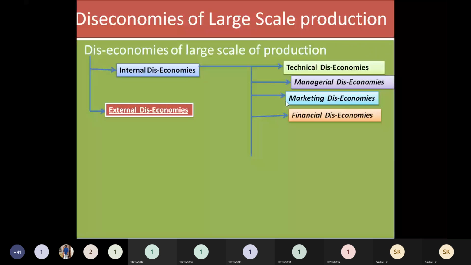But newly, if you enter anything and only a part of that technology you are going to use, the remaining will be diseconomy to the company. In such a manner, managerial diseconomy is also there. Managerial diseconomy means here we are saying that specialized, well experienced persons will be appointed.